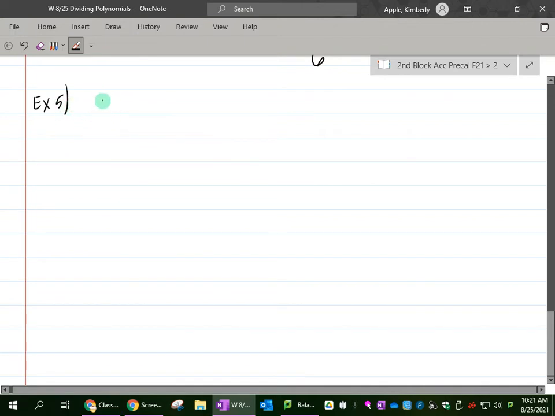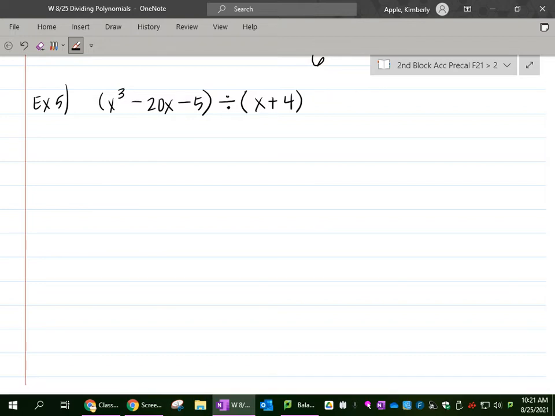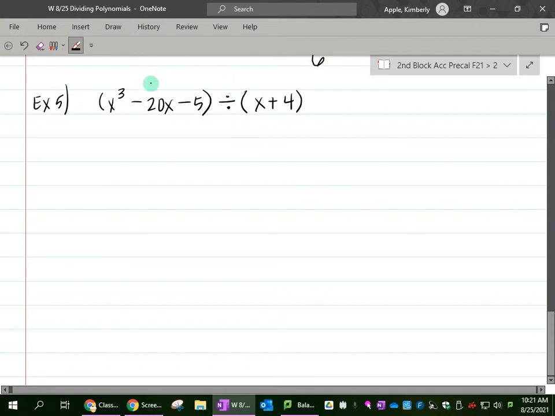So let me write the problem for you. This is x to the 3rd power minus 20x minus 5 divided by, it's kind of short, that's not terrible, x plus 4. So what I want you to notice in this problem is that the power skips over the 2nd power, right? So we go from the 3rd power to the 1st power to the constant term, and we skip a squared power. That is not okay.